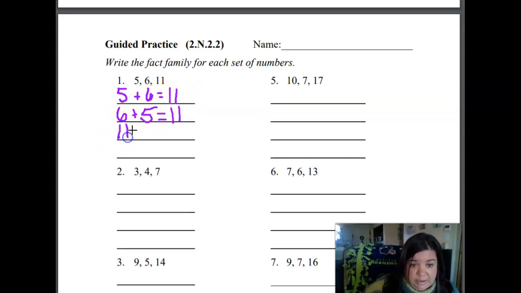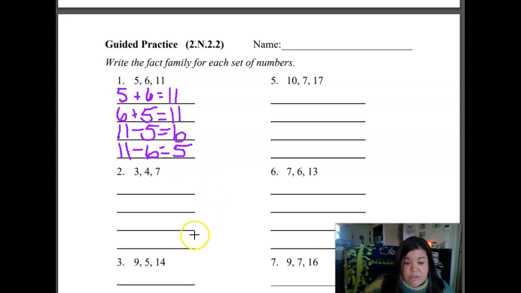Now, for our subtraction problems, we're going to start with the answer. So we do 11 minus, let's just start here, 5 equals, what number do we have left over? 6. Okay, let's start with the answer to the addition problem again. 11 minus, what do we need to use this time? 6 equals, and what number have we not used yet? 5.